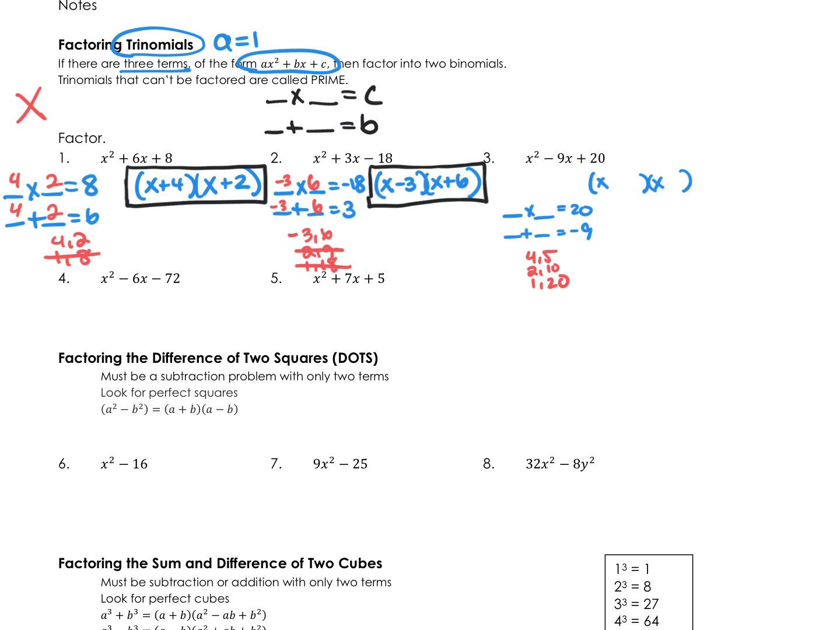So if I put negatives with my 2 and 10, that's going to be negative 12. That's not going to help us. If I put negatives with my 1 and my 20, that's going to be negative 21. That's not going to help us. But if 4 and 5 are both negative, and I add those together, will I get negative 9? Yes. So those are your numbers, minus 4 and minus 5. So your factoring will be x minus 4, x minus 5.